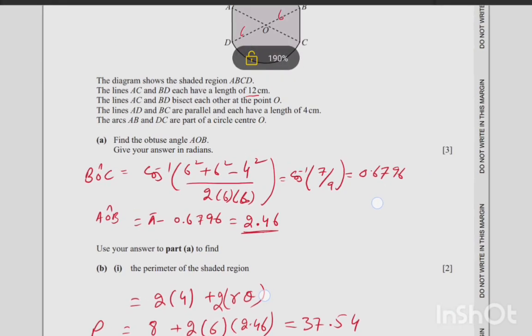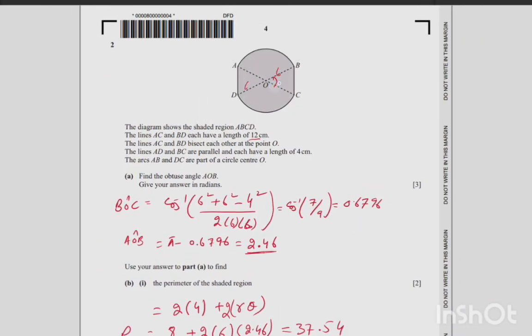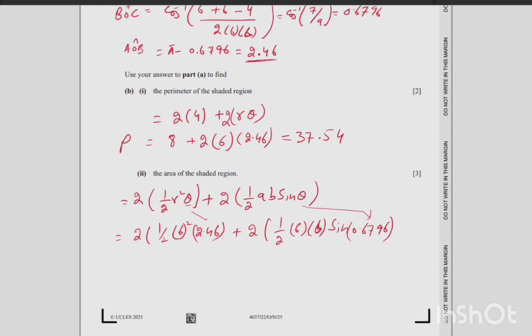Okay, it's simple like that. For the triangle we have to find BOC. Here we have found BOC, which is 0.679. But for the sector AOB, we find the angle 2.46. For the sector it's very simple, the angle is 2.46. For the triangle we use 0.67, and we apply it here.